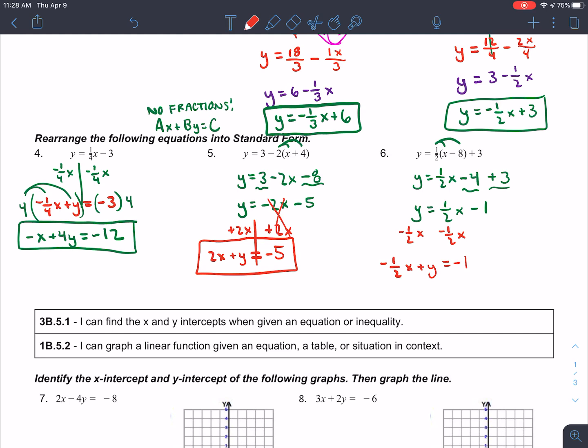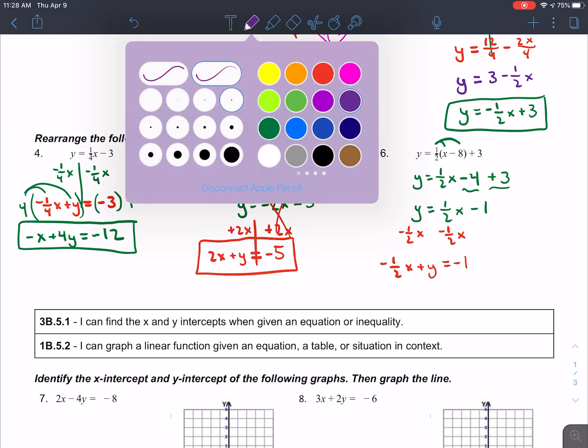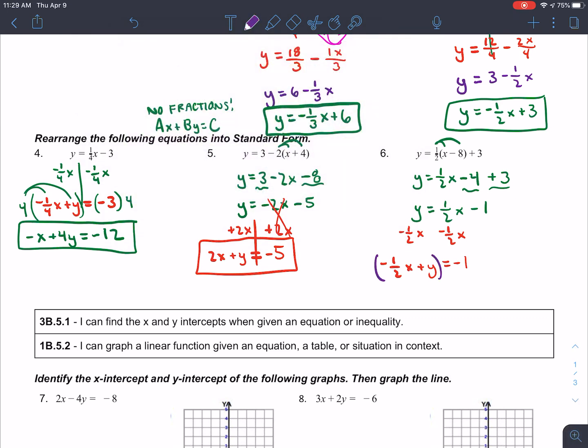And I hope you guys remember, what's the hint here? I can't have fractions, so I must clear out the fraction by multiplying both sides by the denominator of my fraction. So in this case, it's going to be 2 and 2. Okay? Well, when we distribute, we get negative 1x, or really just negative x, plus 2y equals negative 2. And that is our final answer for that one. Okay?